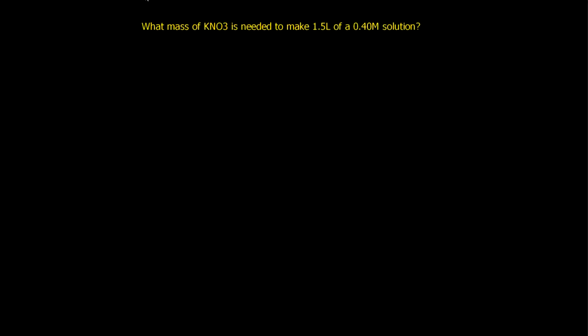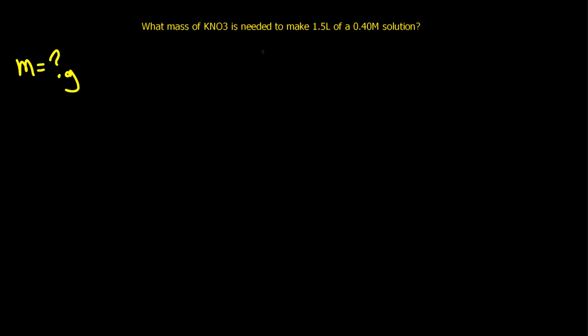Alright, let's look at another one. So as always, let's pick out our given information to see what we can do. So what mass of potassium nitrate? So I'm looking for a mass. Now our formula does not give us mass, but we do get moles from our formula. So what we're going to have to do is solve for moles and do a mole conversion to mass.